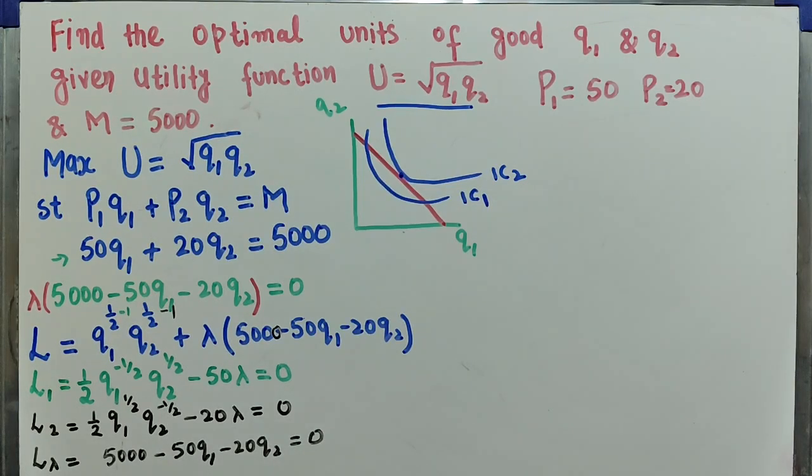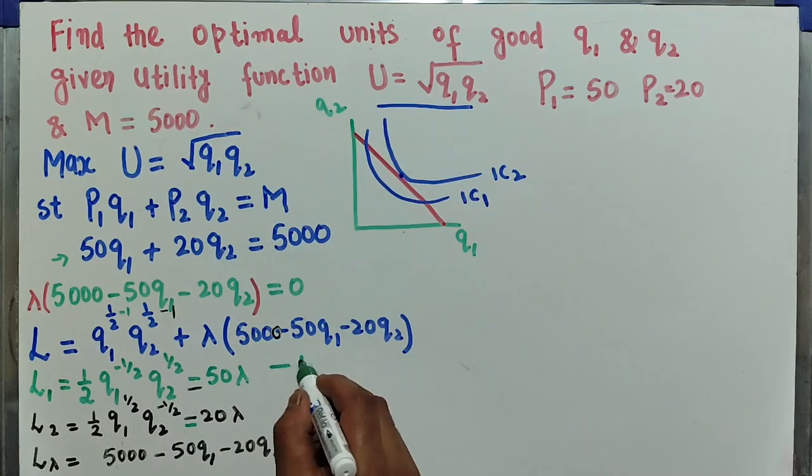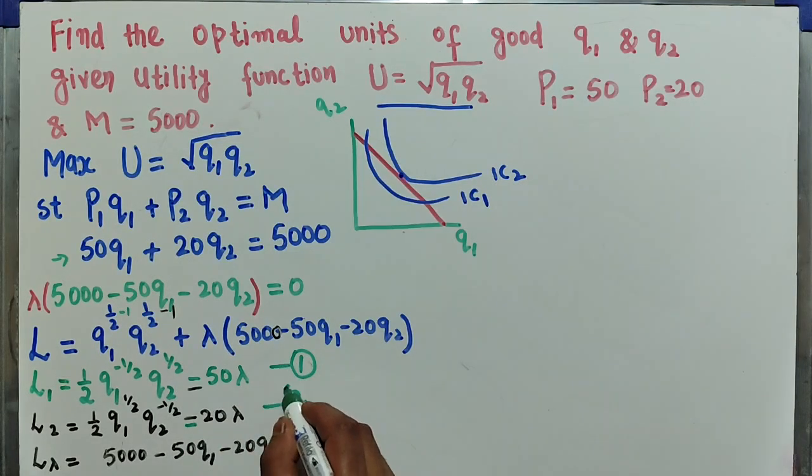Now, to save space, let us transpose this. Since this is equal to 0, if I transpose this to the right-hand side, it will become plus 50 lambda. I am just skipping this step, removing this equality sign. Similarly, if I transpose minus 20 lambda, it will become plus 20 lambda. So it is like this. Let us say this is equation first, and this is equation second.